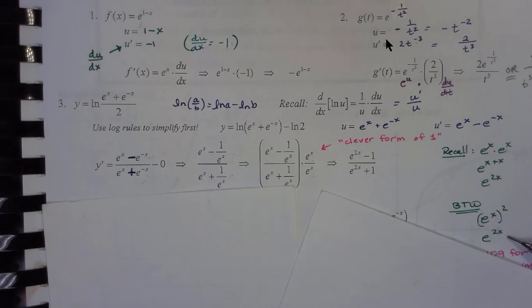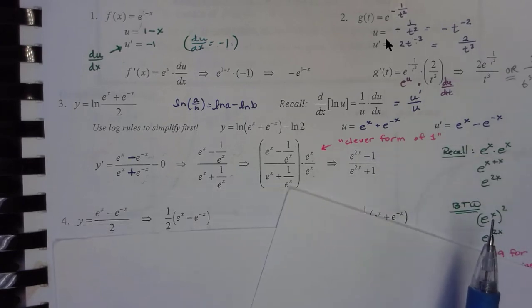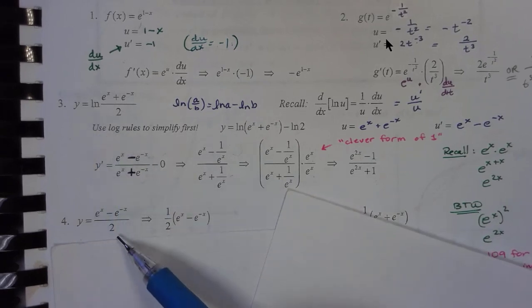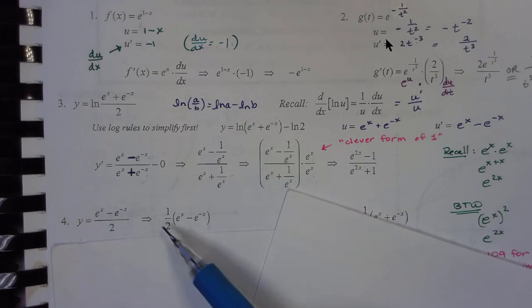So either way you think about it, you should get the same answer for e to the 2x there. All right, let's look at the next one. Notice that this one does not have that natural log in front of it, so I can't apply any natural log rules. So we want to rewrite this and think about this as 1/2 times the quantity e to the x minus e to the negative x.